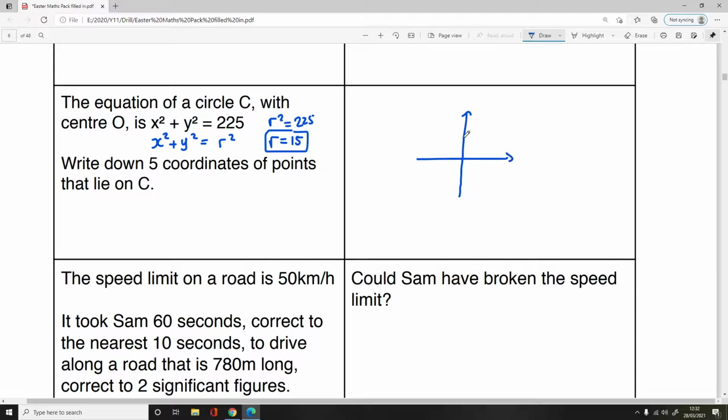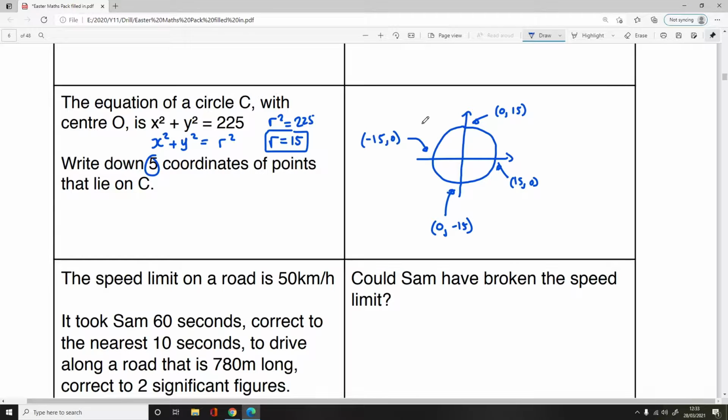Okay, well, I can give you 4 points dead easily. If I know the radius of the circle is 15, then I can give you this point. That's 15, 0. I can give you this point. That's 0, 15. I can give you this point. That's minus 15, 0. And I can give you this point. That's 0, minus 15. But it does say that we want 5 coordinates, so how would we find another coordinate?